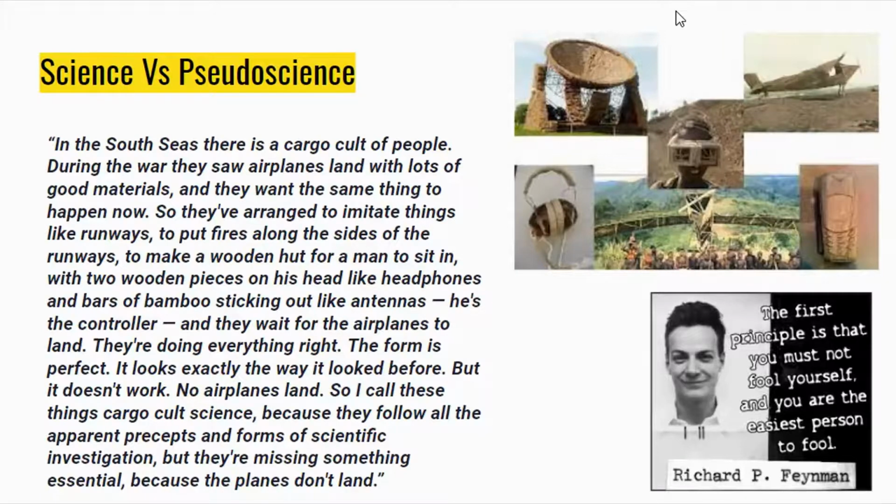So during the war, they saw airplanes land with lots of goods and materials, and they want the same thing to happen now. So they've arranged to imitate things like runways, to put fires along the sides of runways, to make a wooden hut for a man to sit in with 2 wooden pieces on his head like headphones and bars of bamboo sticking out like antennas. He's the controller, and they wait for the airplanes to land.